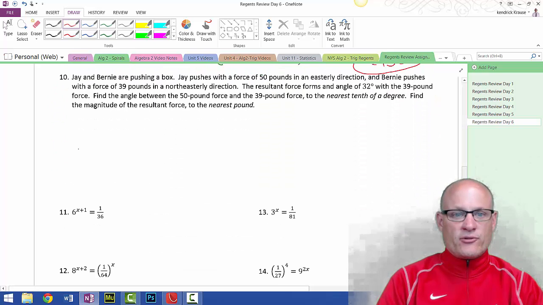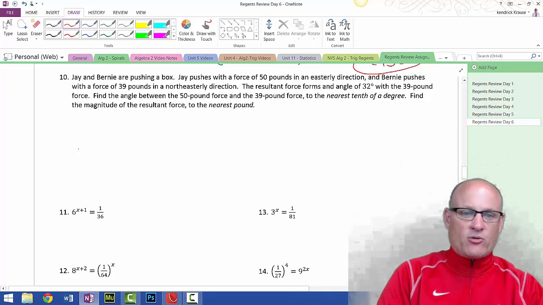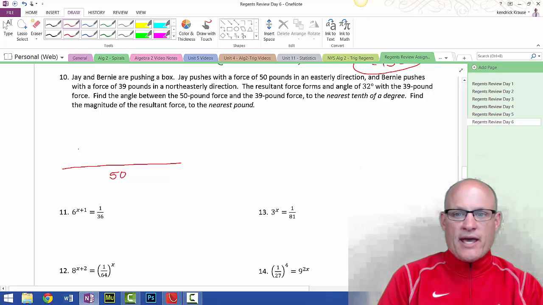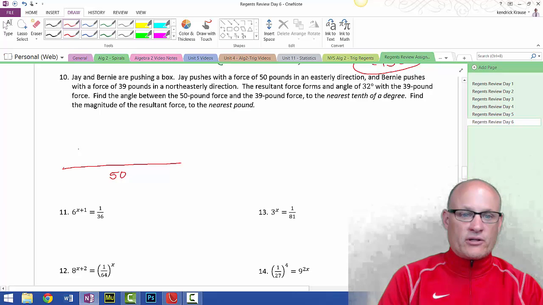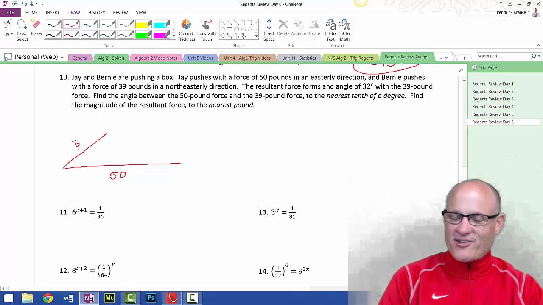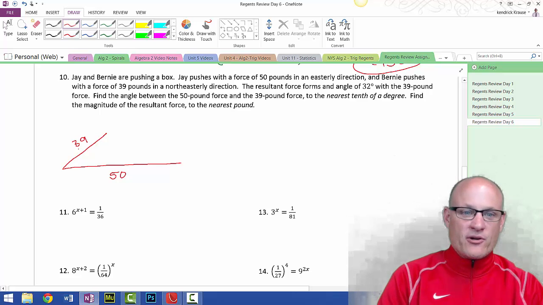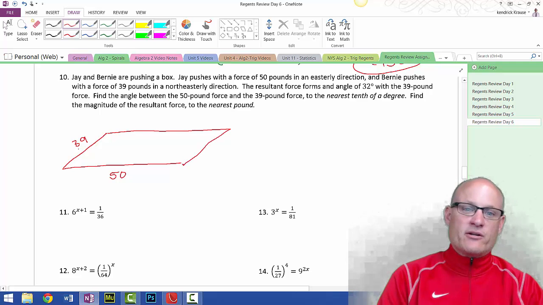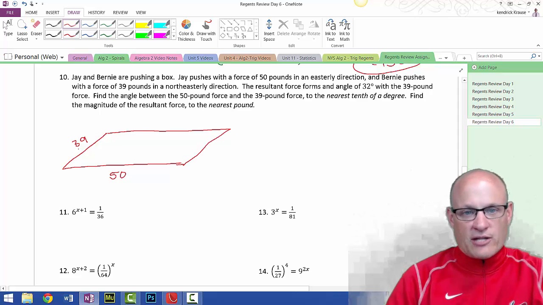Last forces question. Jay and Bernie are pushing a box. Jay pushes with a force of 50 pounds in an easterly direction. By the way, this is easterly direction of 50 pounds. And Bernie pushes with a force of 49 pounds in a northeasterly direction. This would be northeasterly direction, and he pushes with a 39 degrees. How many are looking at those exponential problems below going, I want to do those. Let's finish this last problem.